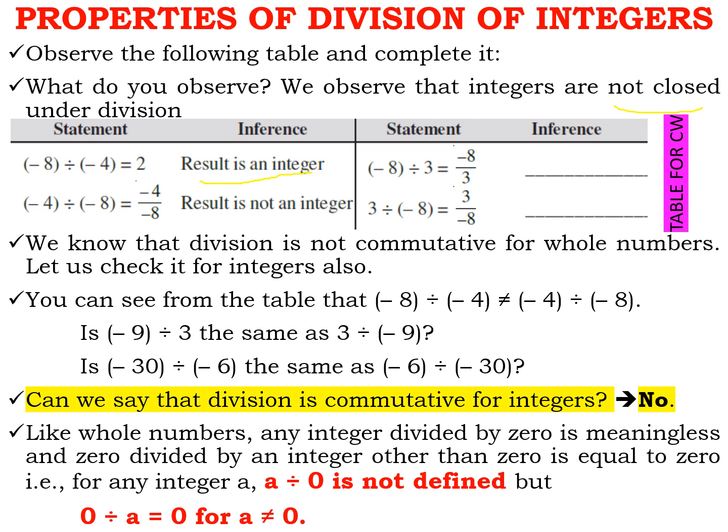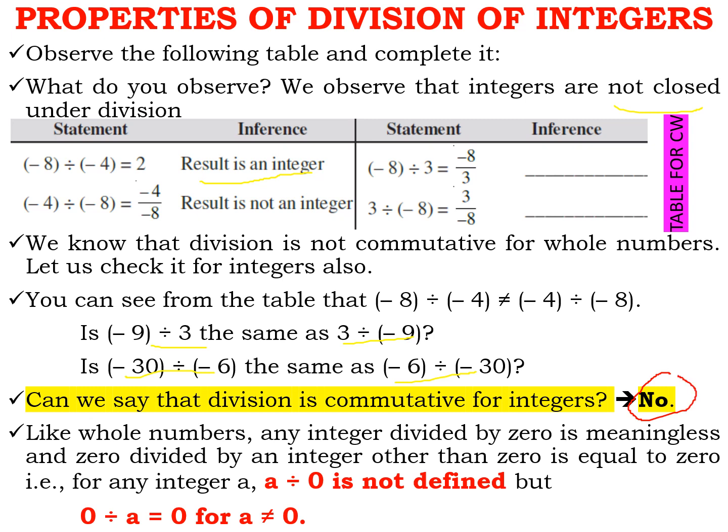It's not an integer. We know that division is not commutative for whole numbers. Let us check if it is so for integers also. You can see from the table that minus 8 divided by minus 4 is not equal to minus 4 divided by minus 8. Is minus 9 divided by 3 the same as 3 divided by minus 9? Is minus 30 divided by minus 6 the same as minus 6 divided by minus 30? Can we say that division is commutative for integers?